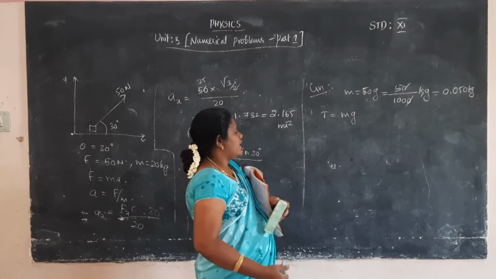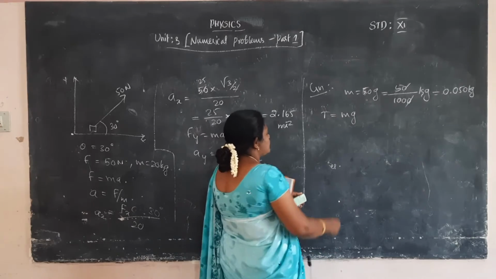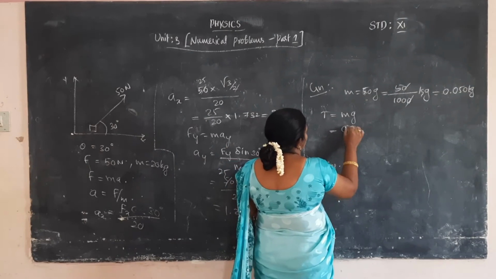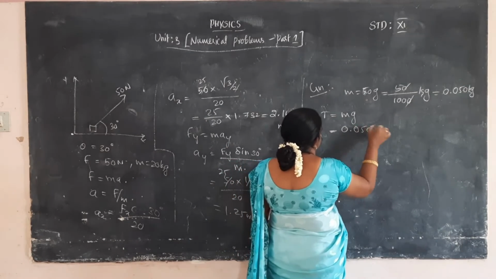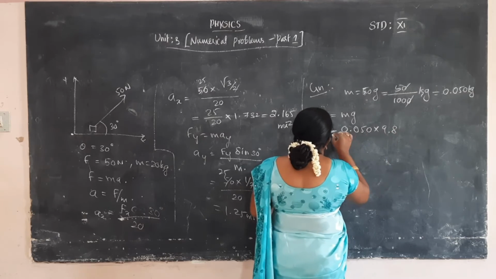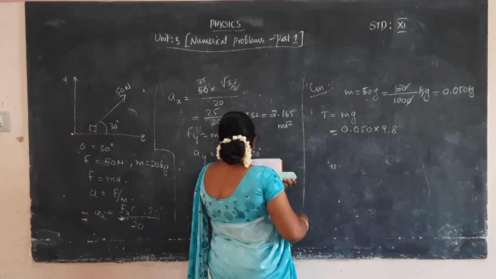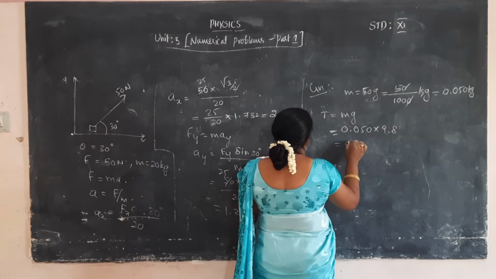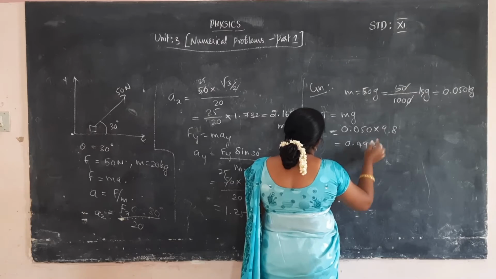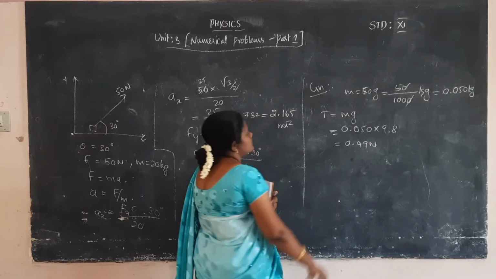Okay, so all the units will be changed into SI unit form. So 0.050 kilogram. We substitute the mass value and g value: 0.050 into 9.8. Multiplying 0.050 into 9.8 is equal to 0.49 Newton. This is the answer for the second question.